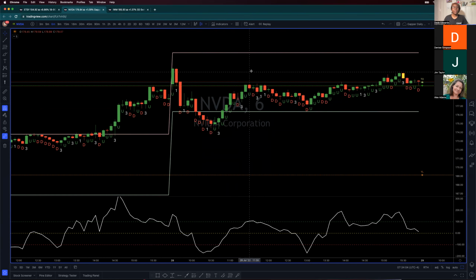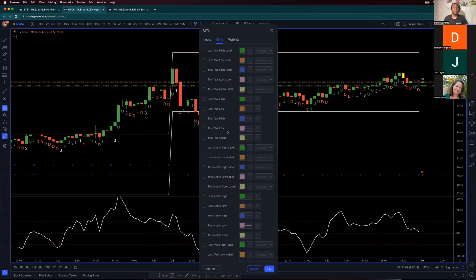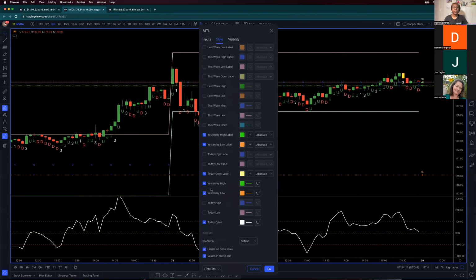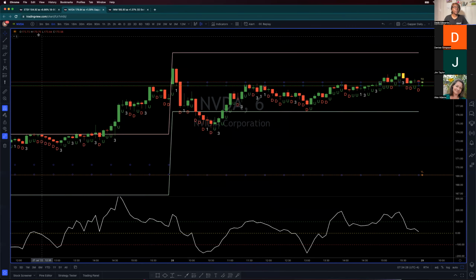All right. This white line is today's open. The orange line is yesterday's low. The green line is yesterday's high. And then these other check marks are just the labels for those. High, low, open. All right, so that's this script, multiple time levels. And you can see them here. This is TradingView, so all these scripts are on TradingView.